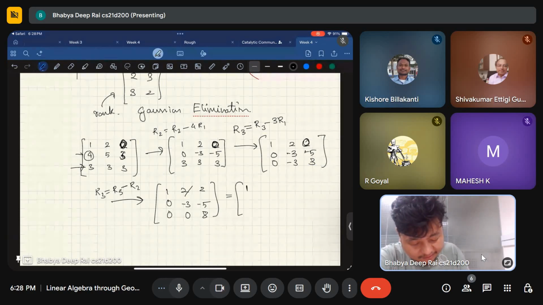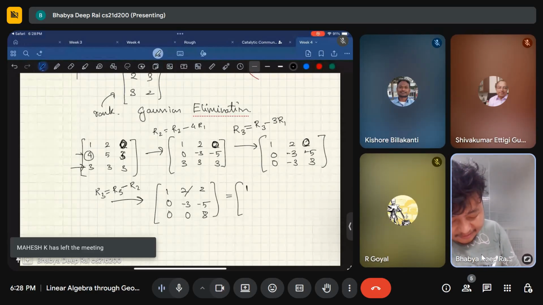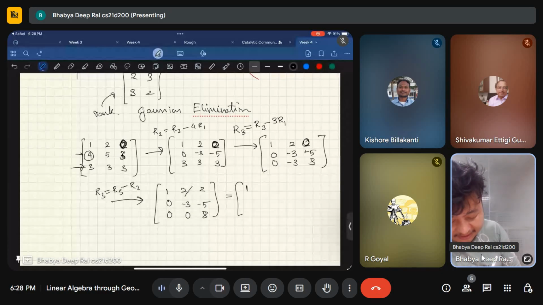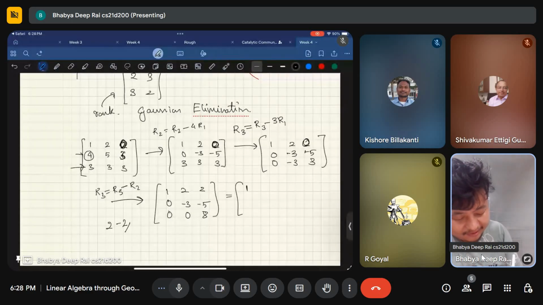So 2 minus something, 2 by 3 times minus 3, meaning that I'll do 2 plus. So I need to do row 1 plus 2 by 3 times R2. So that will be 1 minus 0 is 0, and this finally will be 0, and 2 minus 5 is 8. Okay, there is something wrong here.